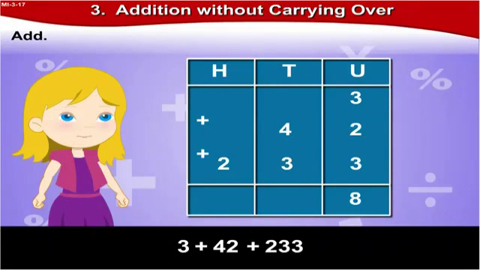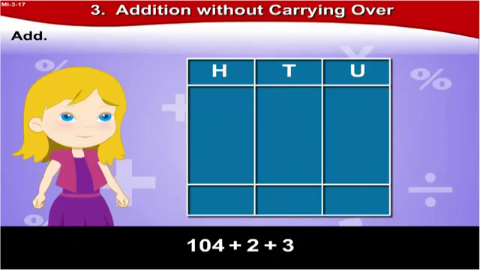In the tens column, 4 tens plus 3 tens is 7 tens. In the hundreds column, we have 2. So it is 200, 7 tens, 8 units, that is 278.